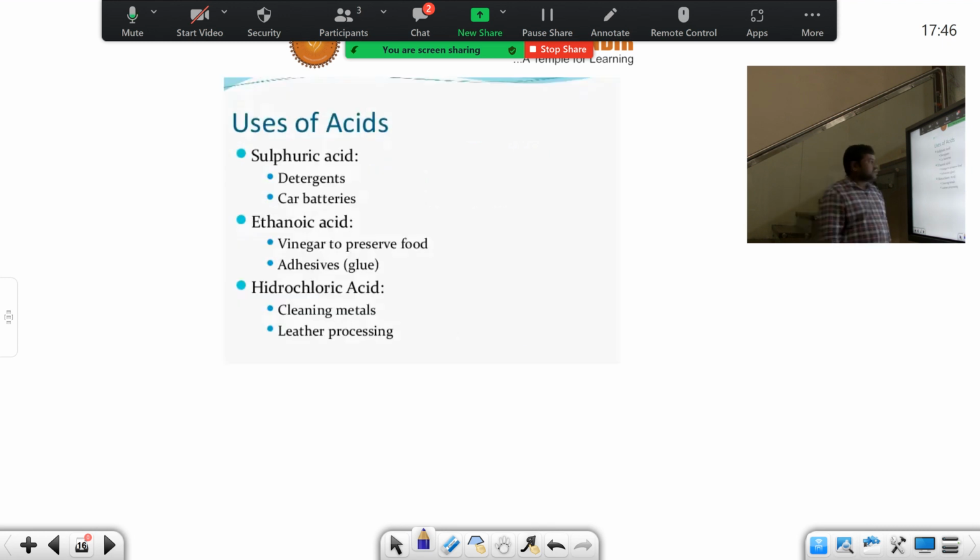The uses of acid: sulfuric acid is used in detergents and batteries, not only car batteries, in batteries. Ethanoic acid, that is acetic acid, is used in vinegar to preserve food and beverages. Adhesives, that is used as a glue. Hydrochloric acid is used for cleaning metals, in our sanitizer, and as a sanitizer in our toilets. And leather processing. These are the uses of acids.